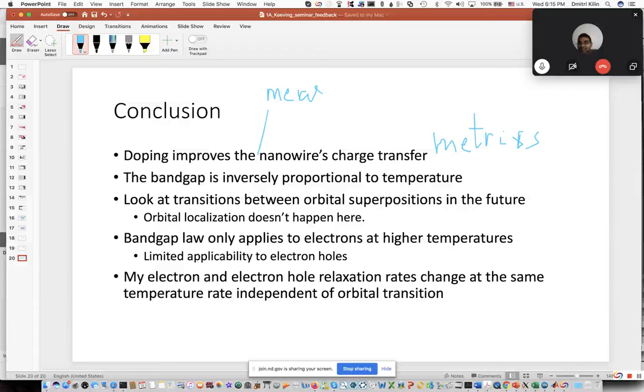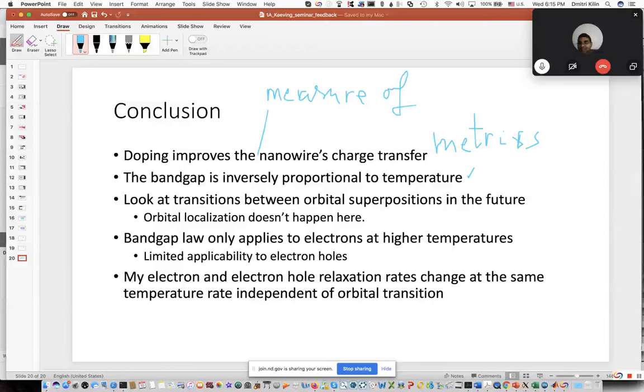And then I just wanted to make a quick note that we should look at transitions between orbital superpositions in the future. In my specific case, all the orbitals were localized near the orbitals. That's because we were looking at transitions between specific orbitals, specific single orbitals. However, in the future, we should look at transitions between orbital superpositions and see what we find there.